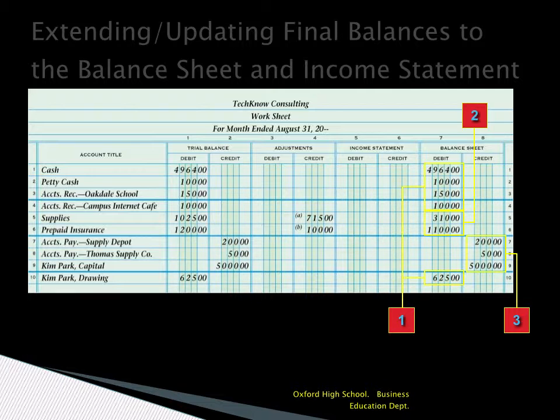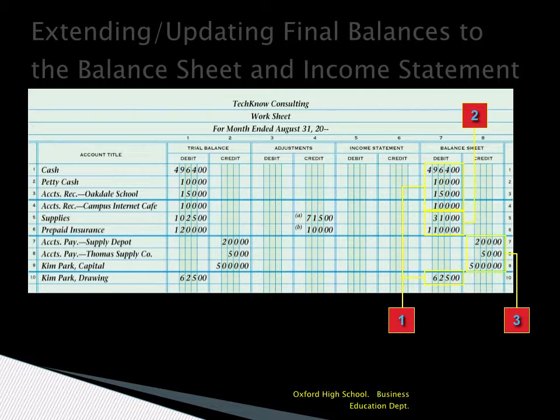If you'll notice, we have cash, petty cash, accounts receivable, Oakdale School, accounts receivable, campus internet cafe, supplies, prepaid insurance. Those are all of your asset accounts. You have two liability accounts, accounts payable supply depot, accounts payable Thomas Supply Company. Then you have two owner's equity accounts, Kim Park Capital, Kim Park Drawing. They're all transferred to the balance sheet because they're balance sheet accounts.